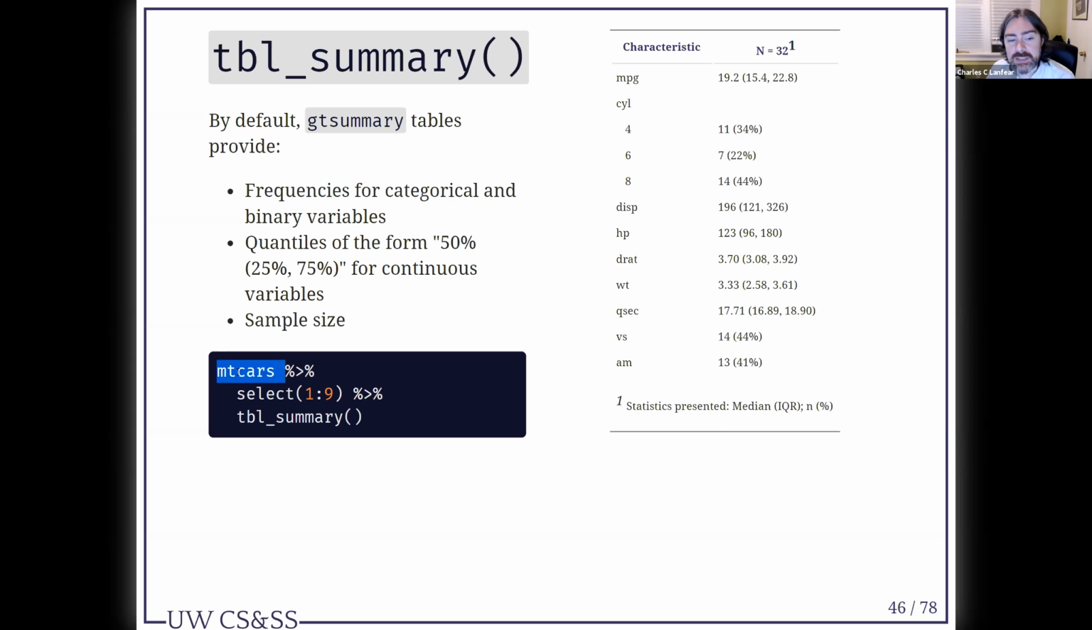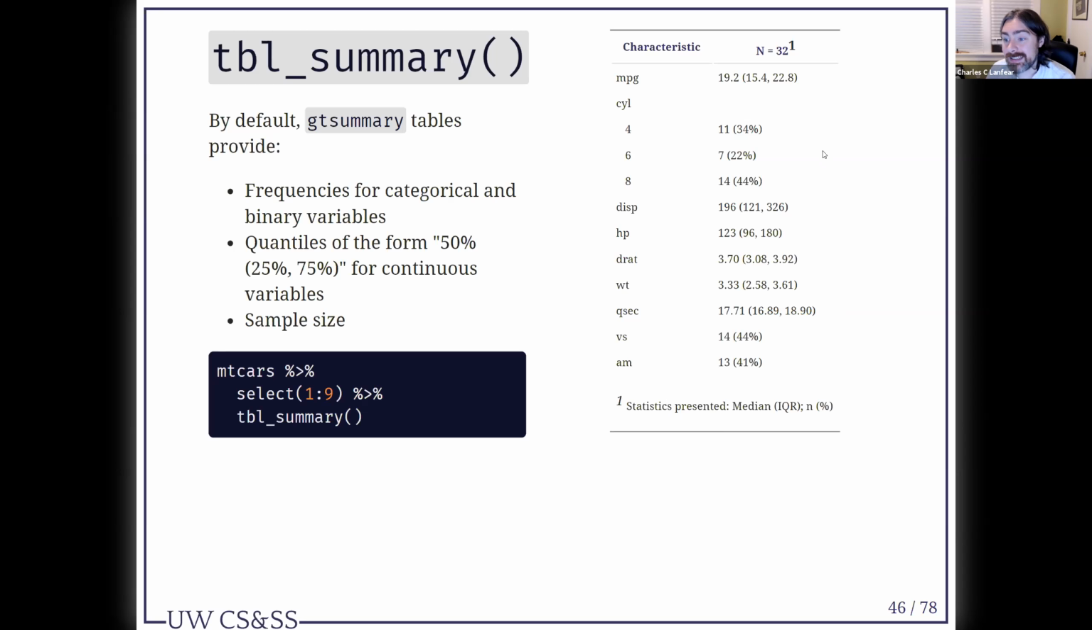So that MT-CARS data frame in table summary gives me this right here is a median and 25% and 75% quartiles for the MPG variable. These are frequencies for the cylinder variable with percentages. And then again, those quartiles for these continuous variables. And then these are binary variables where it gives you a frequency of 1s and a percentage of 1 values. Okay, and then it tells you what's actually being displayed here.